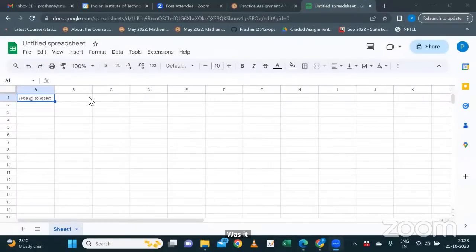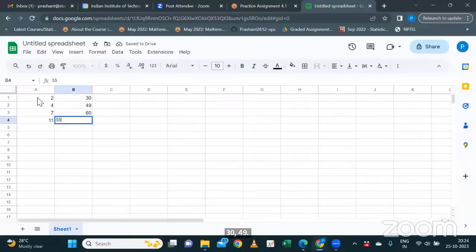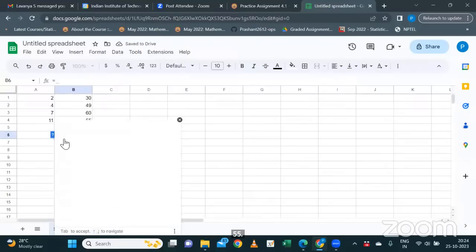Okay. Can you tell me the observations? Let me share my screen. Is my screen visible? Yes. Tell me the observations. x: 2, 4, 7, 11. Then y: 30, 49, 60, 55. That's it, right? So you have to find out the covariance, right?